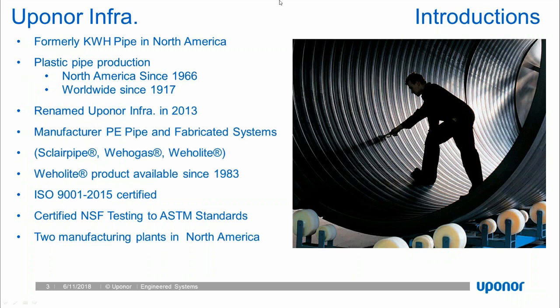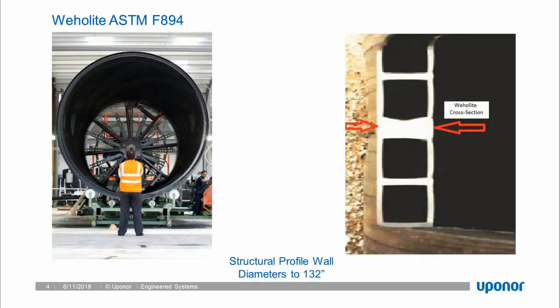For those not familiar with who Uponor is, we were formerly KWH Pipe in North America since 1966. We've also been manufacturing pipe since 1917. We were renamed Uponor Infra in 2013 through corporate acquisition. However, we've been manufacturing Weholite pipe, which is the basis of a lot of the structures you're going to see today, since 1983. We're an ISO 9001 certified manufacturer. We have ASTM standards and certification testing for full-scale deflection testing of all diameters we produce, and we'll talk a little bit about that in a minute. And we have 2 manufacturing plants in North America.